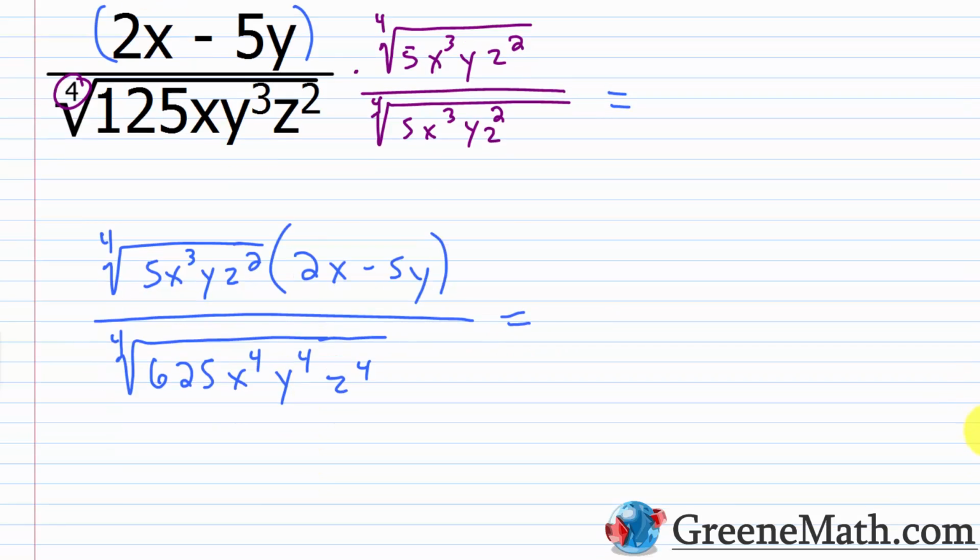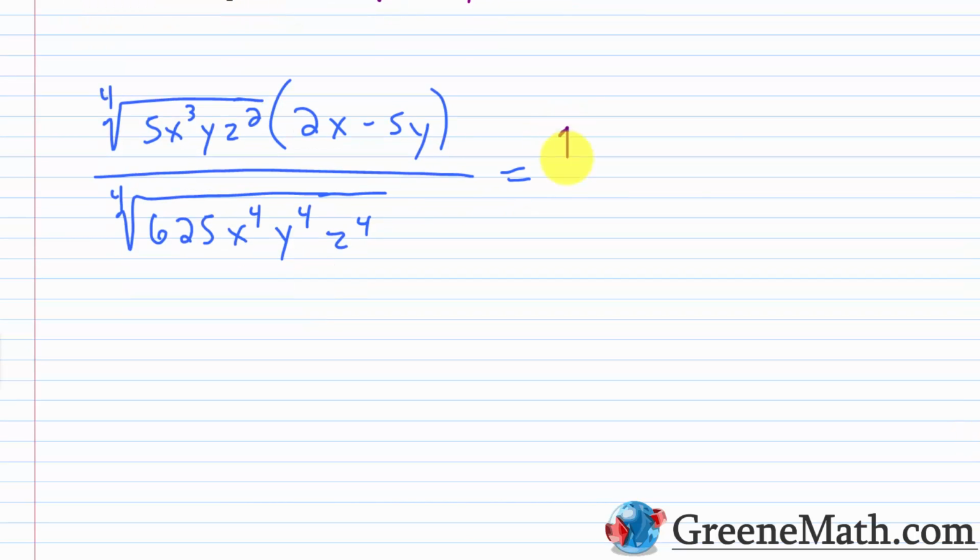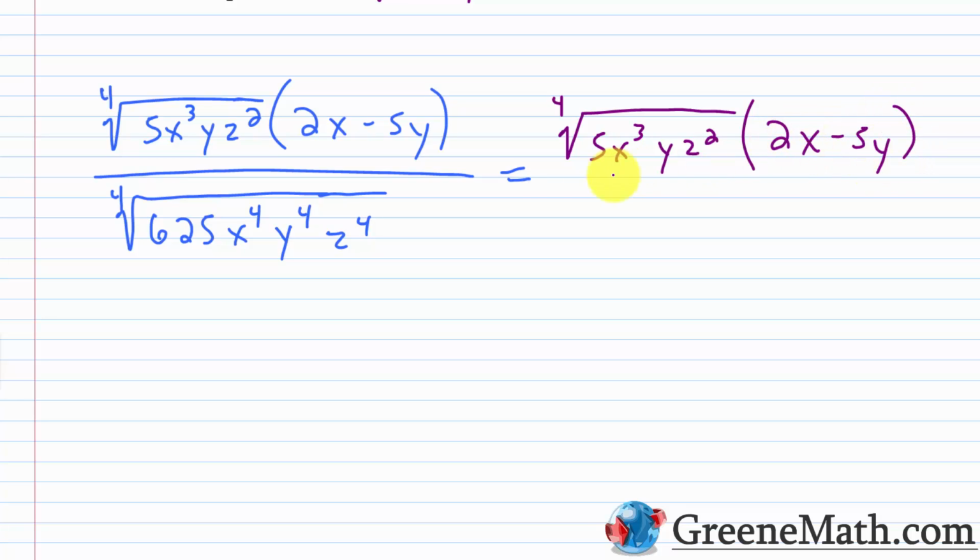And I'll scroll down and get a little room going. So I'll have my fourth root of 5x cubed yz squared multiplied by the quantity 2x minus 5y. Then this is over. This guy right here, the fourth root of 625 is 5. Then the fourth root of x to the fourth power is x. The fourth root of y to the fourth power is y. And the fourth root of z to the fourth power is z.